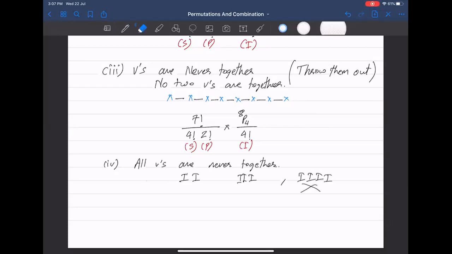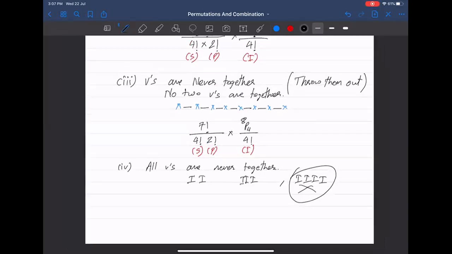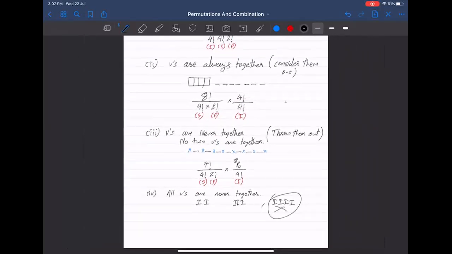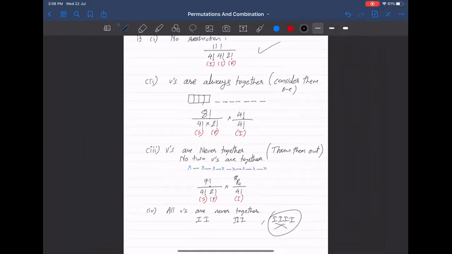So don't you think this is exactly the opposite of vowels are always together? Yes, this is exactly the opposite of the second case. So how should you do it? You find out all possibilities, that is no restriction, minus vowels are always together. And that's what we are going to do. All vowels are never together means simply first answer minus the second answer.